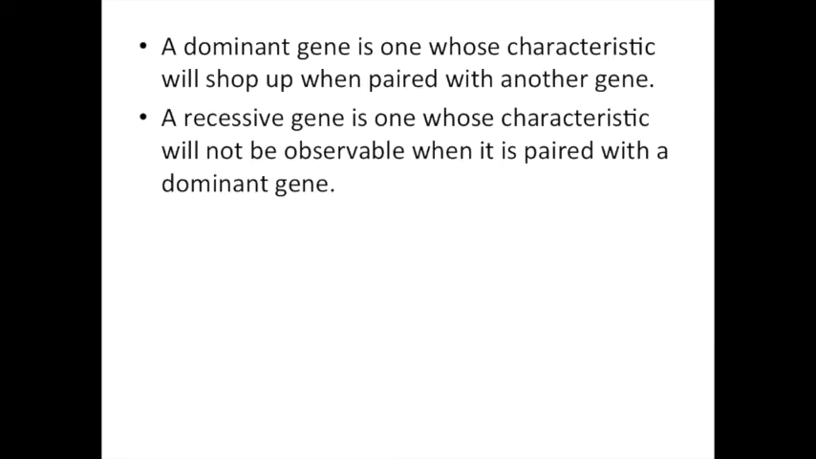A dominant gene is one whose characteristics will show up when paired with another gene. A recessive gene is one whose characteristics will not be observable when it is paired with a dominant gene. So the dominant gene is the characteristic, the physical characteristic, that you see in a person. Well, in this case, we can also refer to the non-physical characteristics: inheritance of intelligence and inheritance of behavior.